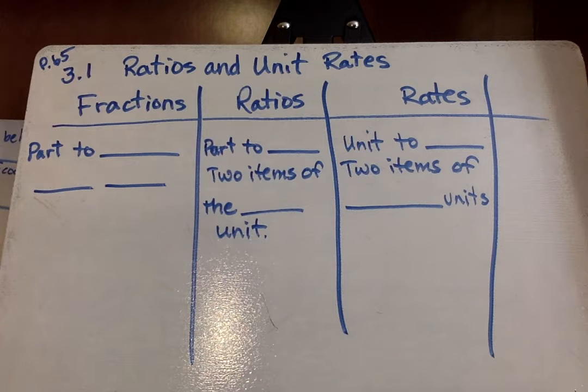This is page 65 in your packet. Our objective: I can explain the difference between ratios and rates. We compare things mathematically in a variety of ways. Here are three of them.